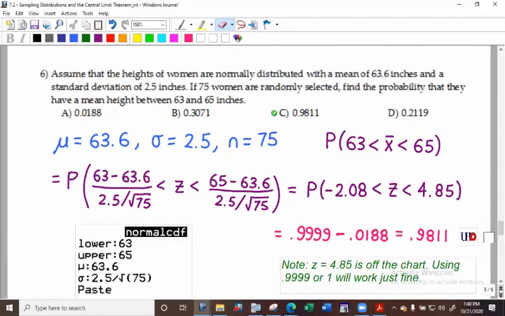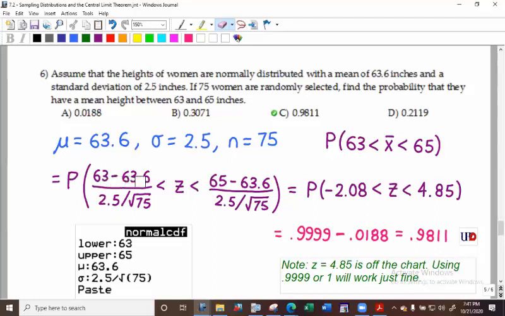Assume the heights of women are normally distributed with a mean of 63.6 inches and a standard deviation of 2.5. If 75 are selected, find the probability that they have a mean average height between 63 and 65. If the overall average is 63.6, I would think this is going to be a pretty high probability. So let's see what we got. We're between two numbers, 63 and 65. Here's the mean 63.6, standard deviation is 2.5, and a sample size of 75.